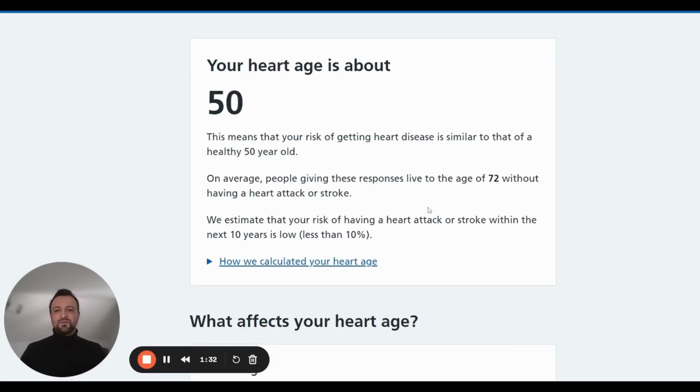So my heart age is about 50, which isn't great. That's about 8 years over what it should be. I want to stress as well that these are tools. I think personally, myself, I know that my heart age isn't like this from other tools that I've done, but it's a guide.